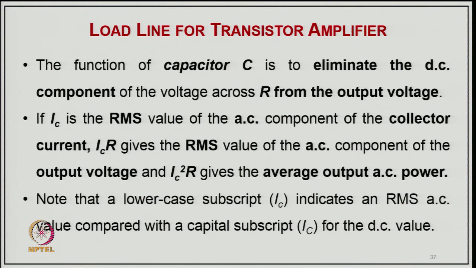So, we can say the function of the capacitor is to eliminate the DC component of the voltage across the resistance from the output voltage. If Ic is the RMS value of the AC component of the collector current, then Ic R is the RMS value of the AC component of the output voltage, and Ic squared R gives the average output AC power. Note that the lower case subscript ic indicates the RMS AC value, corresponding to the capital subscript IC for the DC value.